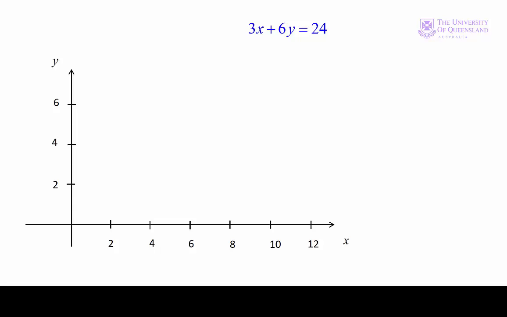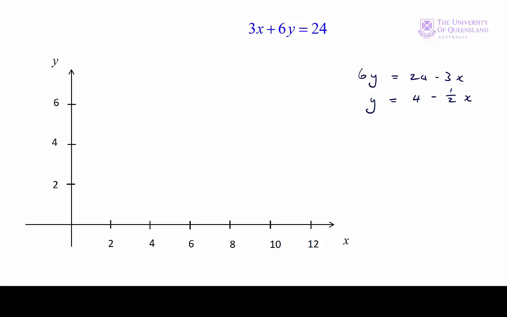Before we graph it, let's get it into the more usual form for an equation to our line. So we can subtract 3x from both sides. So we'll have 6y is equal to 24 minus 3x. Dividing through by 6, we'll have y equals 4 minus 1/2 x.